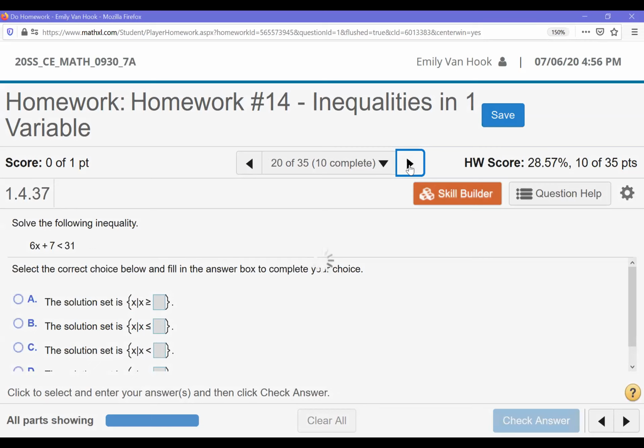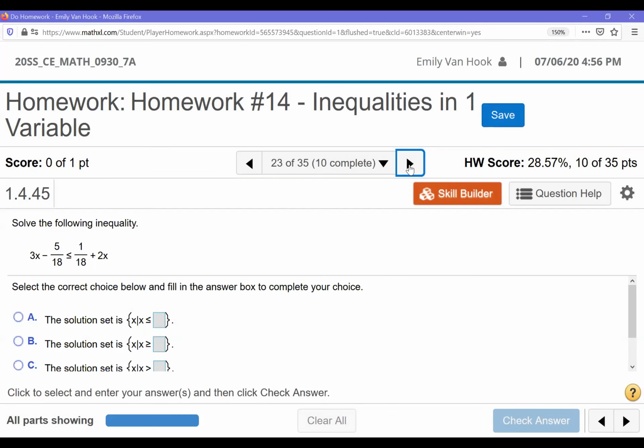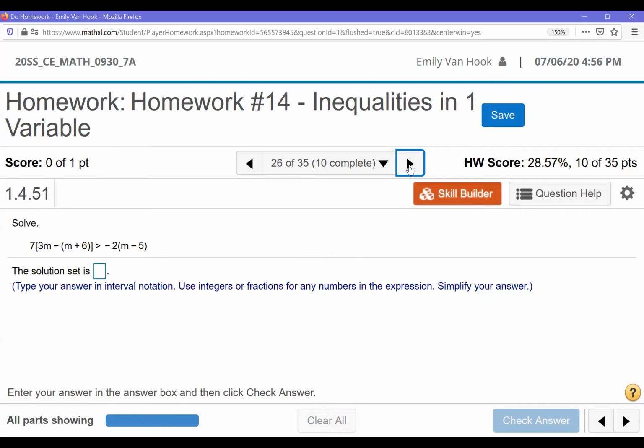Okay. Looks like we're getting to some longer problems now. Okay, some of these look familiar, similar to what we did in our notes. I see some parentheses we might need to distribute. Okay, let's take a look at number 26. There's multiple layers of parentheses here.